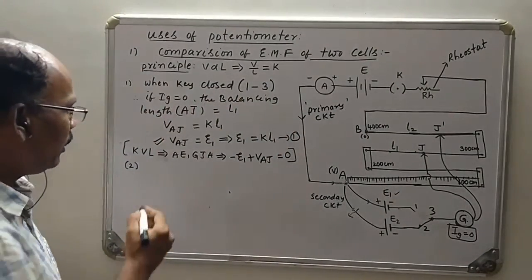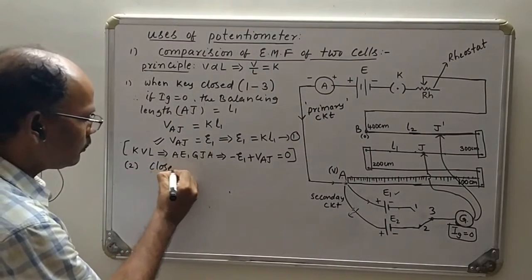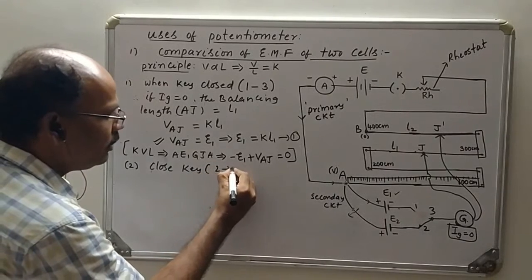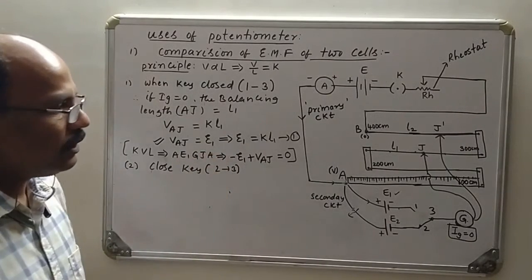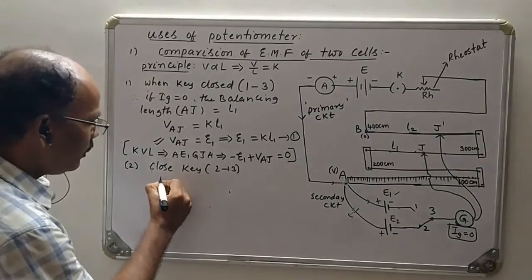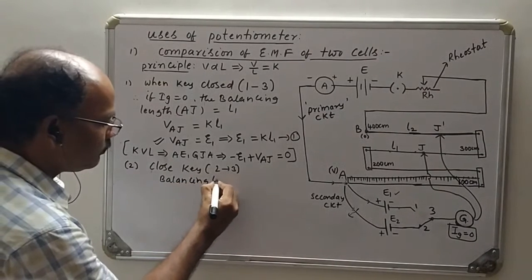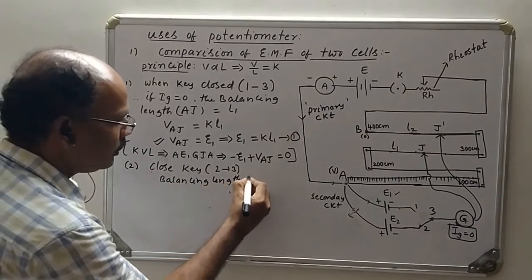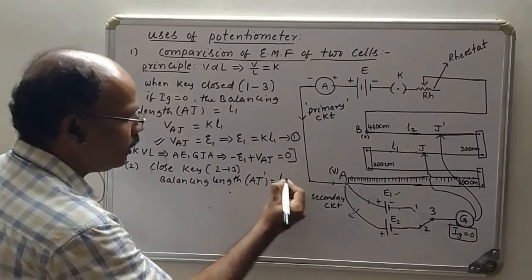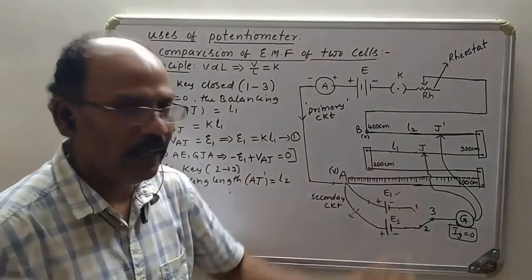From the potentiometer principle we can write: close keys 2 and 3, then touch the jockey J at J dash. The balancing length AJ dash is equal to L2. Then find the potential drop across AJ dash.